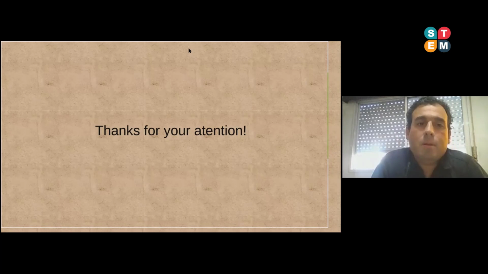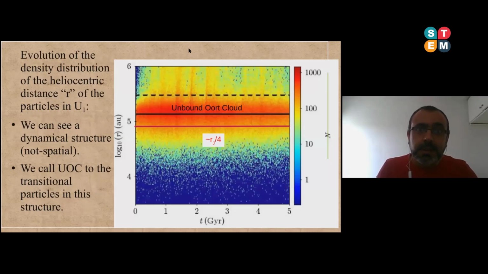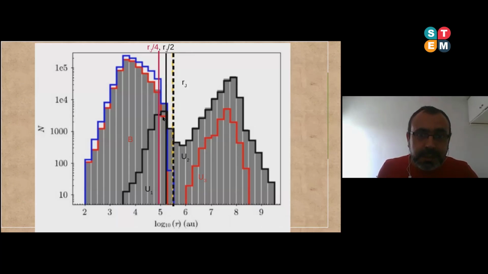Yes. You can see here the fraction is very low. We have over 1 million particles, and there are approximately 1,000. So it is a 0.1% fraction, very small, really.